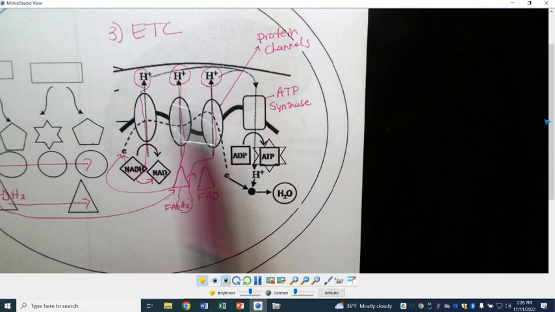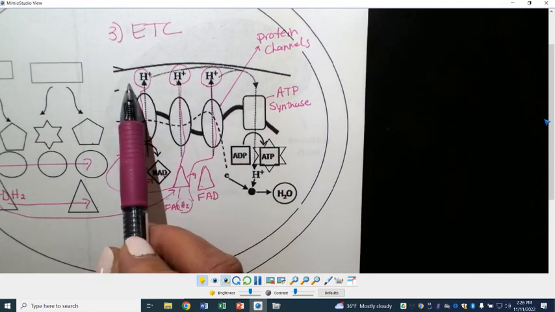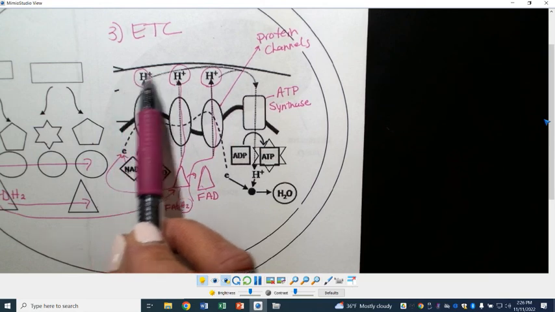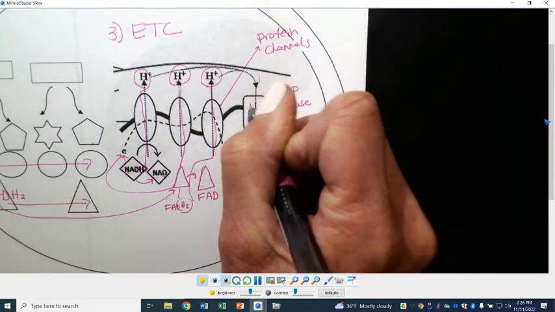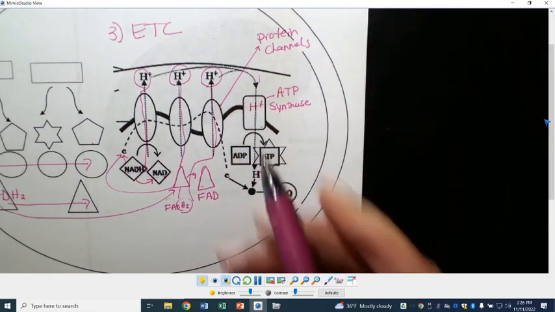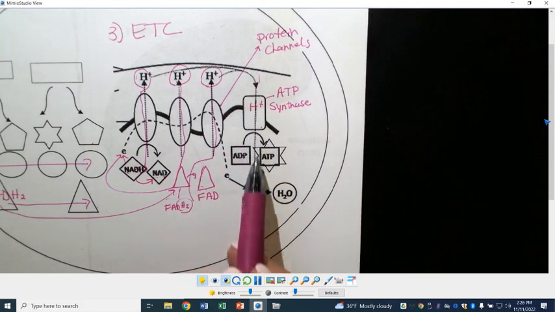I want to look at the hydrogen here. Okay, so the hydrogen go through the protein channels. They all kind of file up single file line, and they make their way down here into the ATP synthase. They're going to flow through here. Can you see how they flow all the way through?